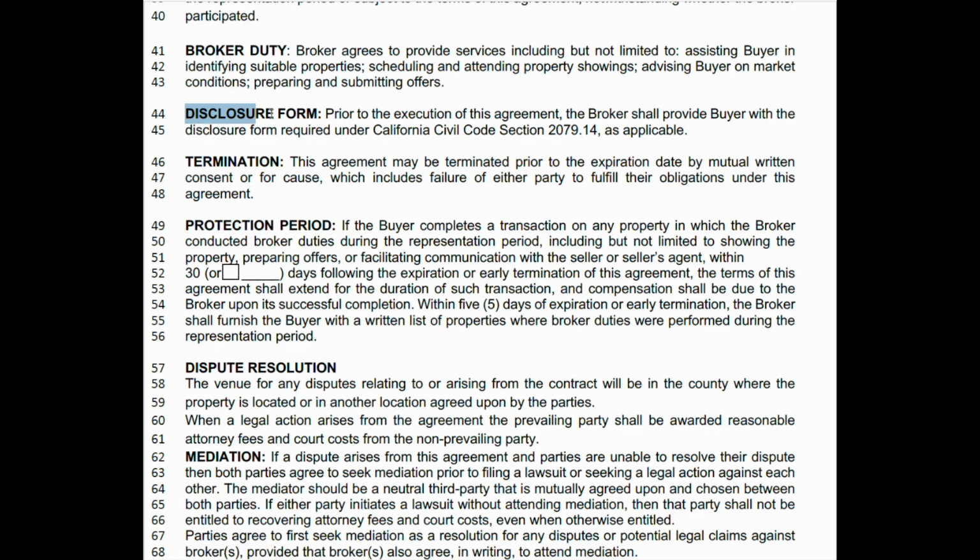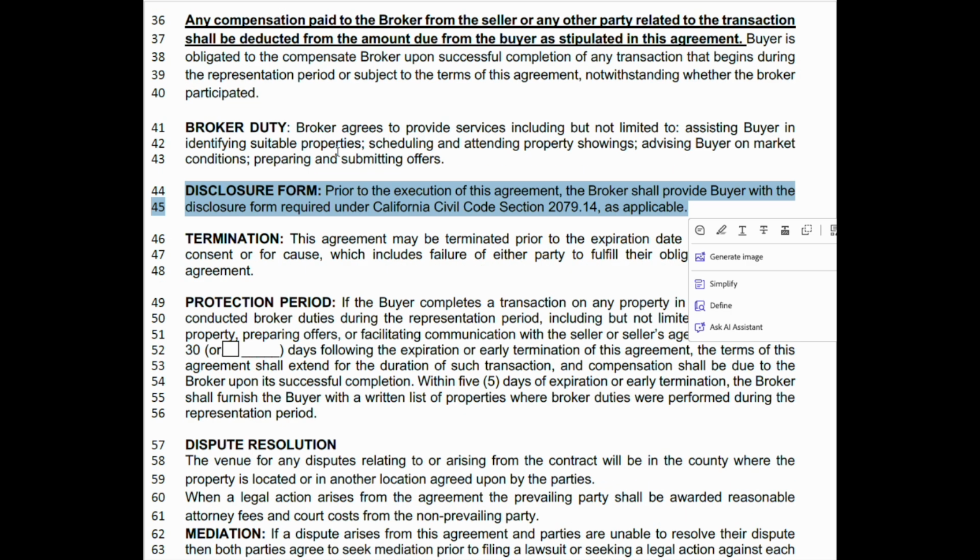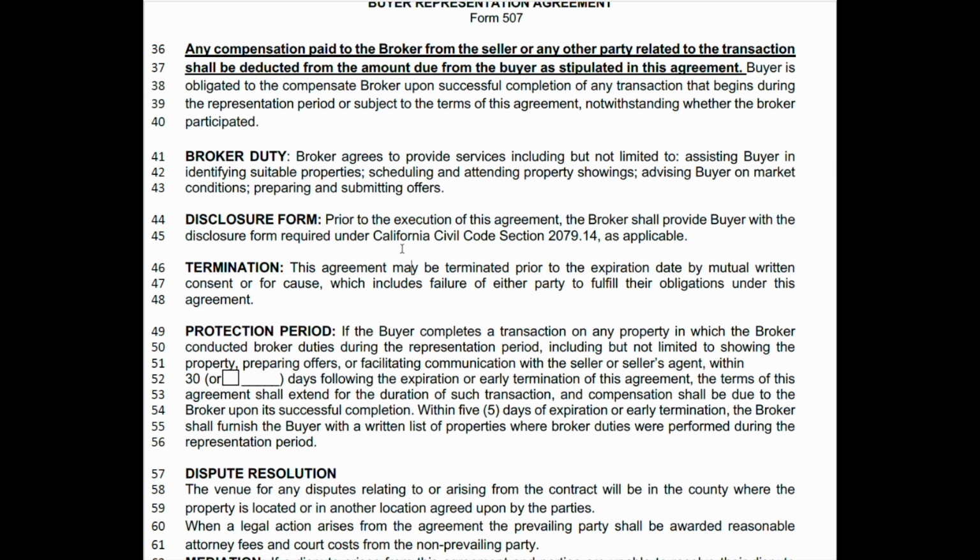But this disclosure form, this one line is for California. This form is identical in every other state. This is just the California version.